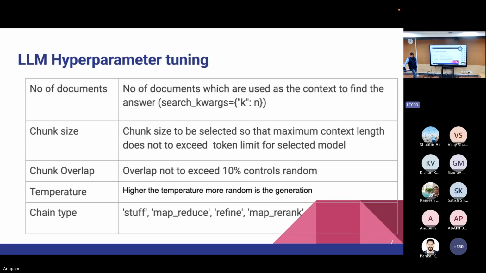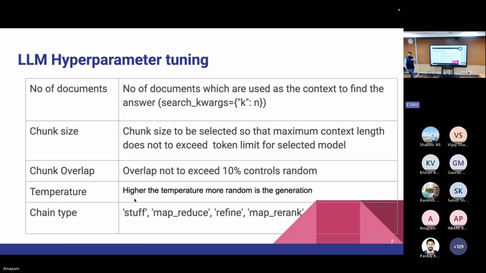The last hyperparameter is chain type. I'll not really go into much detail on this. This is actually a topic related to information retrieval. There's an entire IR domain which talks about this. I think you might have heard of Hadoop MapReduce. This is something inspired from that. I'll just explain the chain type which is stuff.